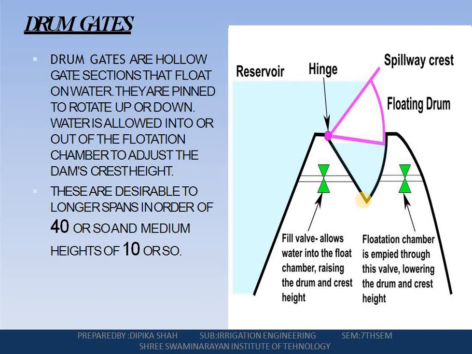So this figure shows a drum gate developed by the US Bureau of Reclamation, right? ये जो figure है उन्होंने बनाई है. So ये है fill valve. ये fill valve क्या करता है? It allows the water into the float chamber, raising the drum to the crest height. And this is the flotation chamber. You can see in this figure. What does the flotation chamber do? The flotation chamber is emptied through this valve, lowering the drum and crest height, right? So वो drum and crest की height को lowering देता है.